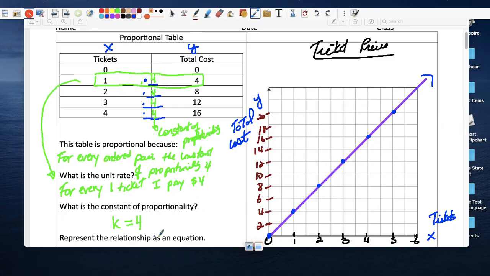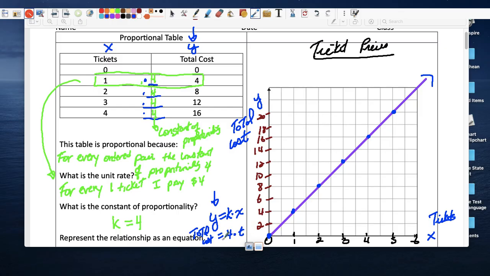One last thing, we have to represent this as an equation. Every relationship that's proportional comes in this format: y equals k times x. So let me read this. To find y, the total cost, if I want to find the total cost that I'm going to spend this evening, what do I have to do? Well, that's easy. You're going to multiply 4 by t, and t represents the number of tickets.